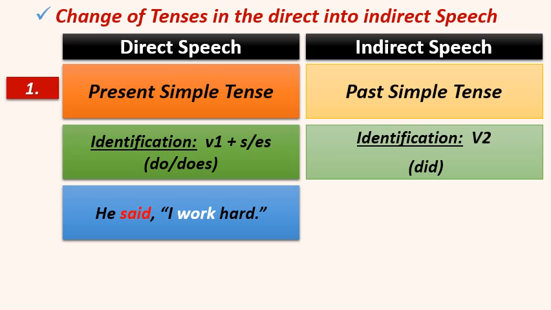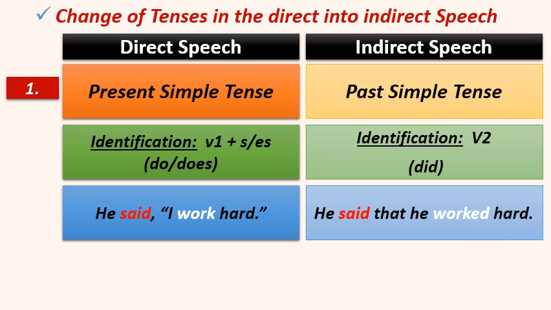So as per rule number 2, if the reporting verb is in the past tense, as you can see here, said is the reporting verb and it is in past tense because the second form of say is said, right? So the verb in the reported speech is also changed into past tense. So here, I work hard. Here, work, the first form of the verb, is present simple tense, so it will be converted into past simple tense. Let's see how. He said that he worked hard.